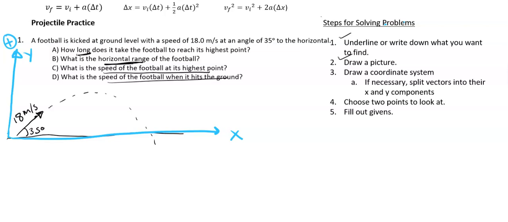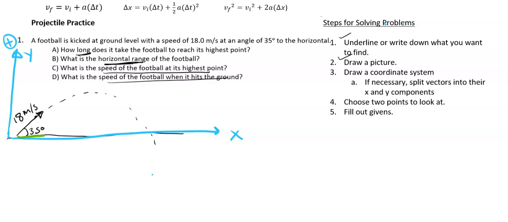So I want you to think first before I answer, why do we need to split these vectors into their x and y components? So when I think about this, I think, okay, the only force acting on this football once it's in the air is gravity. And we know that gravity only acts in the y direction. Gravity does not act in the x direction at all. If gravity acted in the x direction, as I'm sitting here in my chair, I would be pushed side to side, but that's not happening at all. So we're going to have to split vectors into their x and y components.